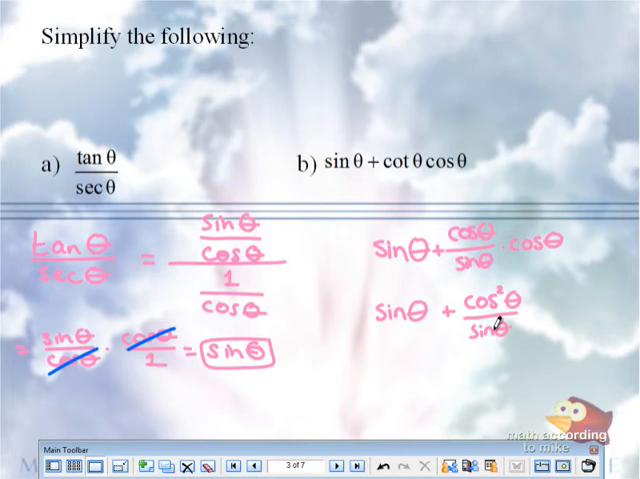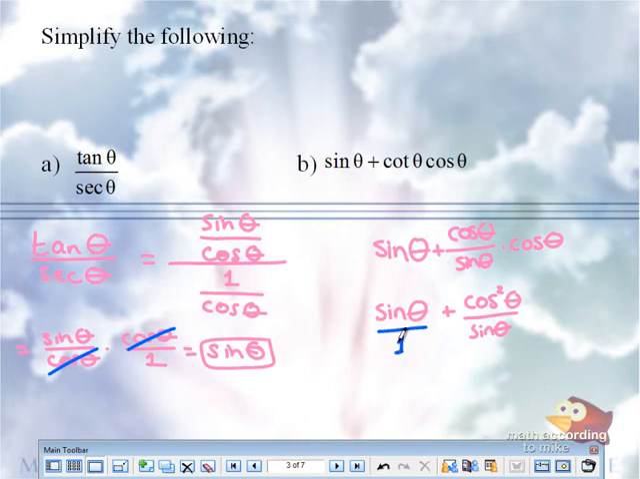So again, the directions say simplify. Typically, when you simplify, you try to write it as one term, in this case, not two. One of the other tricks of the trade is if you have fractions involved, like we do here, make a common denominator. What would that common denominator be? Sine theta.